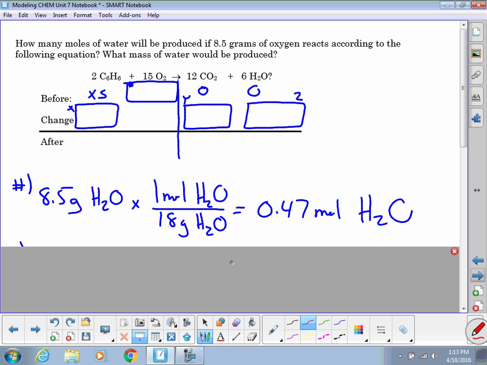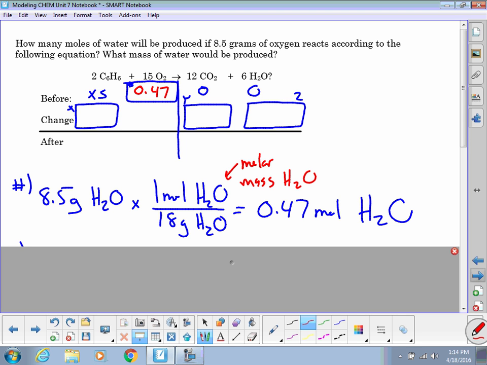So in that first step, here we have our 8.5 grams of water times the inverse of the molar mass of H2O, which is about 18 grams. That's 2 hydrogens at 1 gram per mole each, plus 1 oxygen at 16 grams per mole, which gives us the 18. And we end up with 0.47 moles of H2O. And so that is our initial value of oxygen. The C6H6 is in excess. The other ones are 0 because they haven't been produced yet.